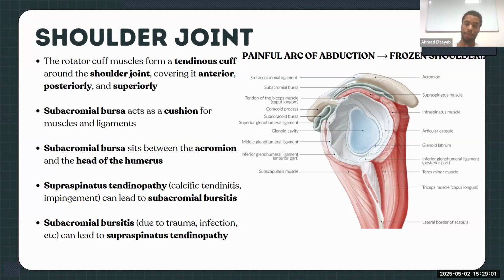But on the other hand, you could have osteoarthritic changes, and this could lead to calcific tendinitis of the supraspinatus tendon. And because of the inflammation of the supraspinatus tendon, the subacromial bursa itself would be inflamed. So supraspinatus tendinopathy can lead to subacromial bursitis, and subacromial bursitis can lead to supraspinatus tendinopathy.